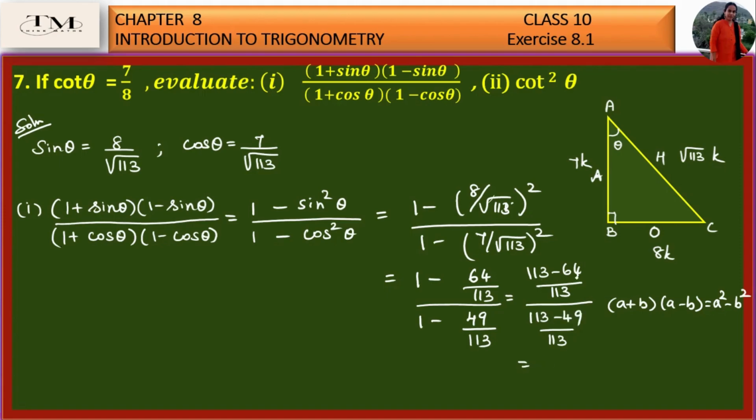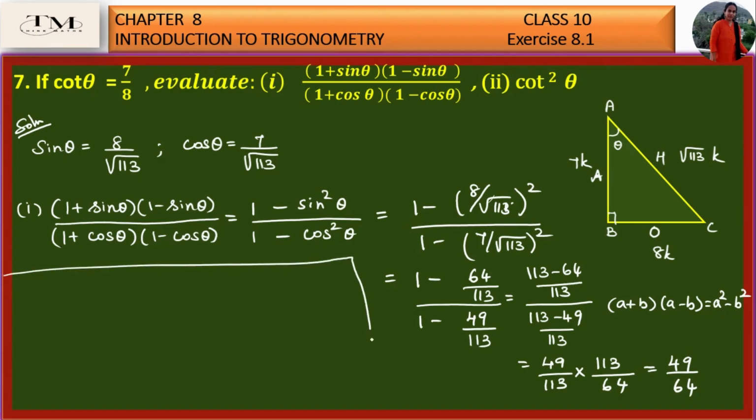What is 113 minus 64? 113 minus 64 is 49. So 49 by 113. Here this 113 is in the denominator, so when we bring it to multiplication, the denominator will be in the numerator, divided by 113 minus 49, which is 64. So 113 gets cancelled. You will get 49 by 64. So for the first part, the answer is 49 by 64.